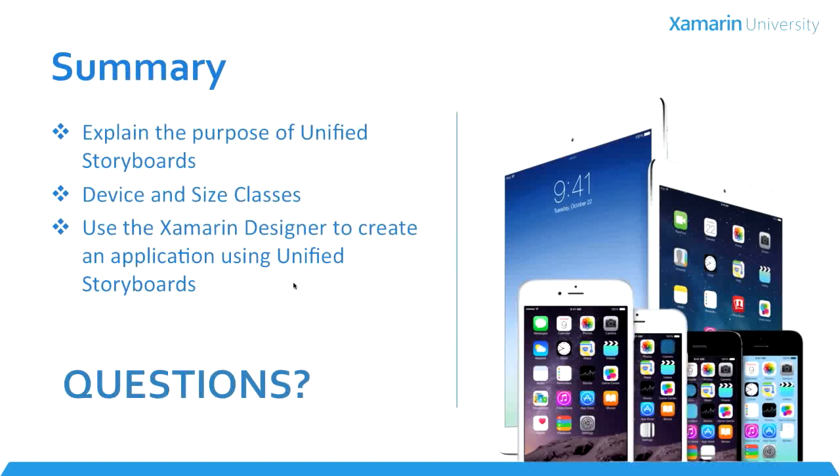So with that, we covered quite a bit, but in a way we've only scratched the surface. So we saw why we'd like to use unified storyboards. And effectively it almost brings us back to 2008, when we only had one device to design for. We can now design for a generic device and have our UI, through auto layouts and constraints, take advantage of all the different physical dimensions and resolutions. And with that, we learned all about the device classes, the size classes, as well as how that reflects to traits. And then we saw how to use the Xamarin Designer to create an application using unified storyboards.